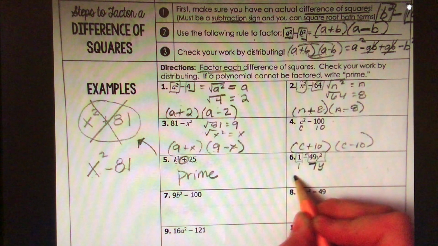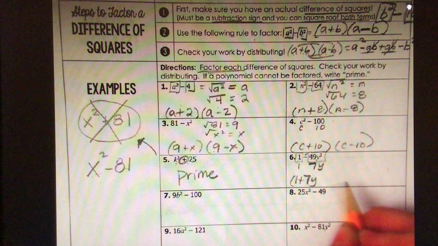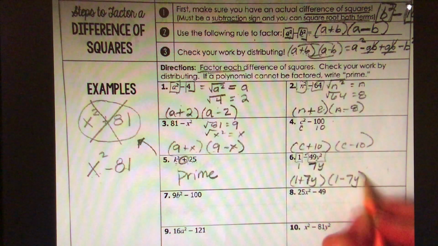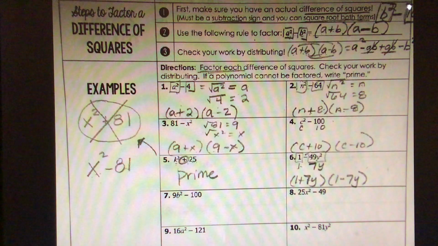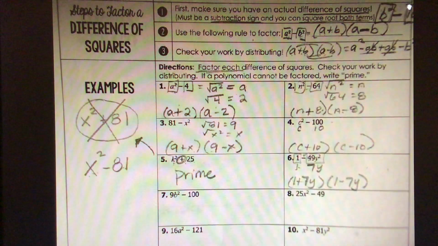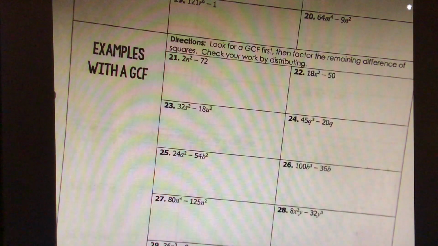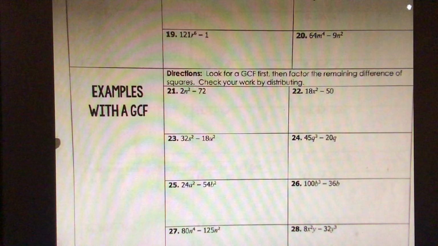So now I can just add these together. 1 plus, oops, I got ahead of myself. 1 plus 7y, and then 1 minus 7y. And if you do it in this right order, you should just plop in the plus and minus. Okay, hopefully that helped. I'm going to go on to the next page.